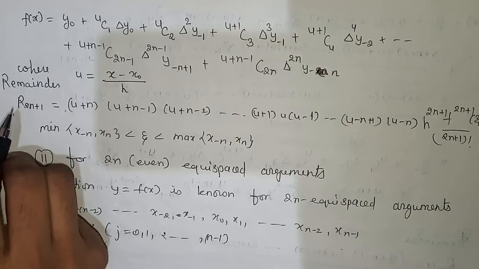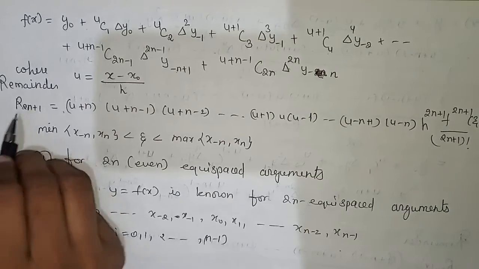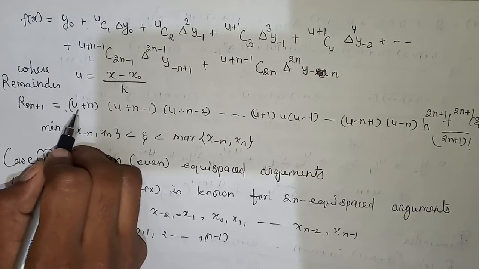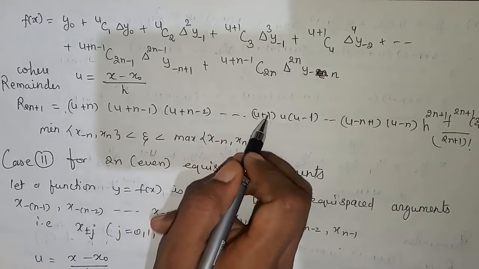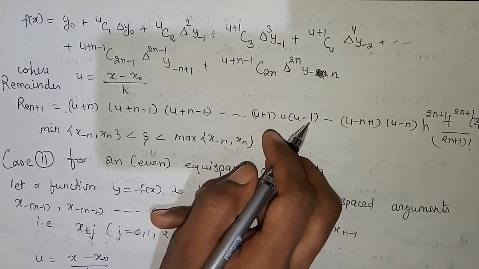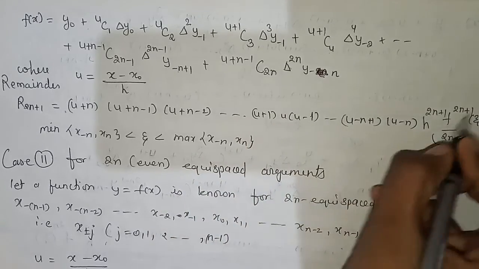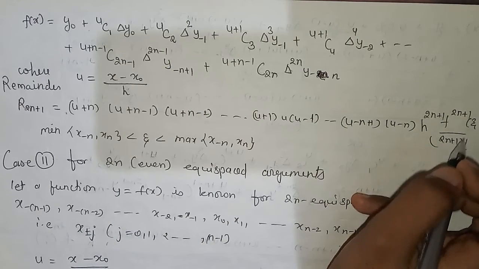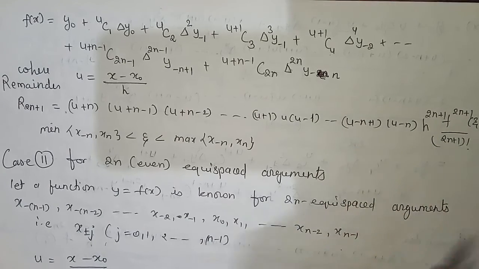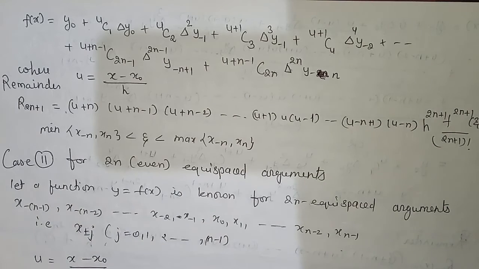Now what is the remainder? The remainder R2n plus 1 is (u plus n minus 1)(u plus n minus 2)...(u plus 1)(u)(u minus 1) up to (u minus n), h to the power 2n plus 1, f to the power 2n plus 1 of xi, upon 2n plus 1 factorial, where xi always lies between the minimum of x minus n, xn and the maximum of x minus n, xn.